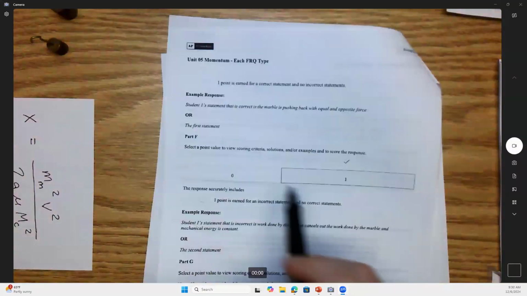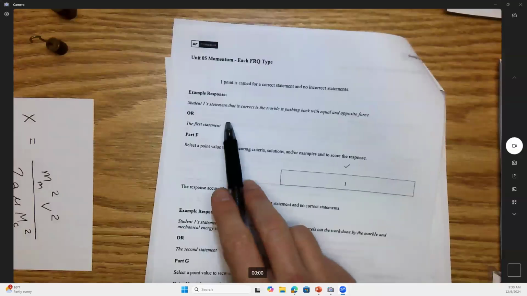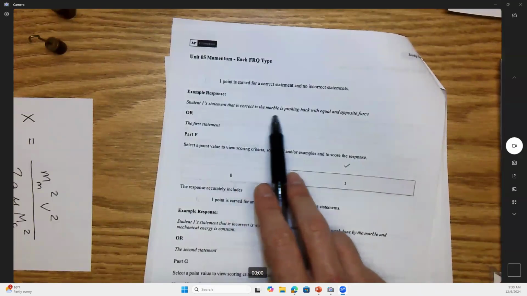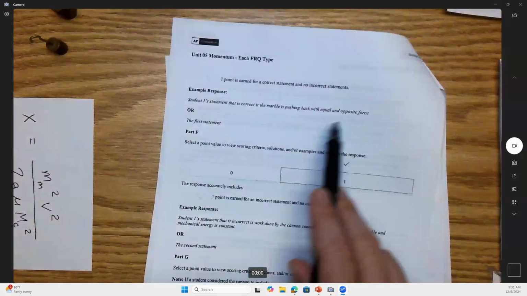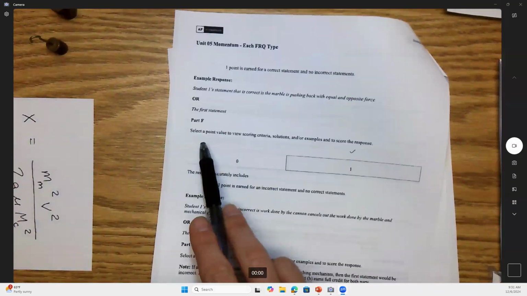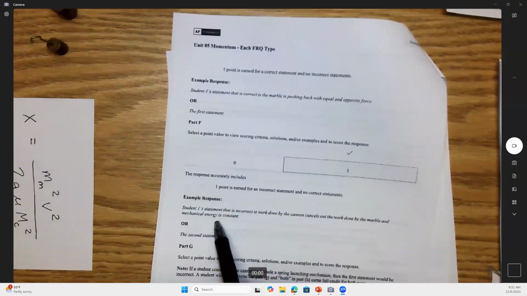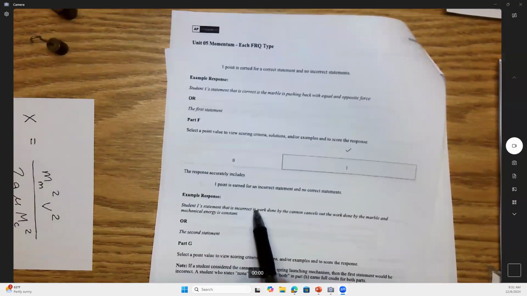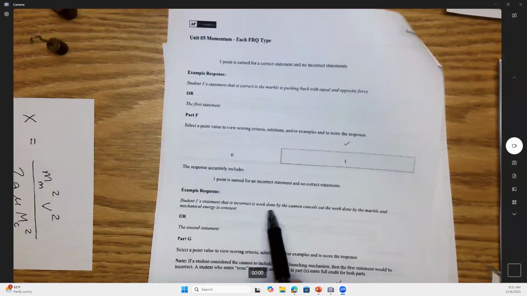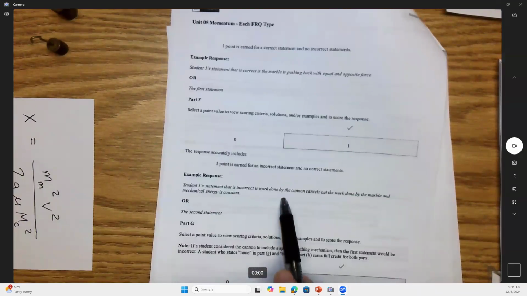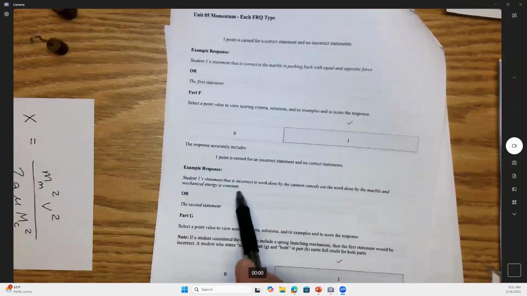E. Oh, we got student 1's statement is correct that the marble is pushing back with equal and opposite force. So the first statement is correct. F. Where is it? Okay. Student 1's statement is incorrect that all the work cancels and mechanical energy is 0. So that part is incorrect.